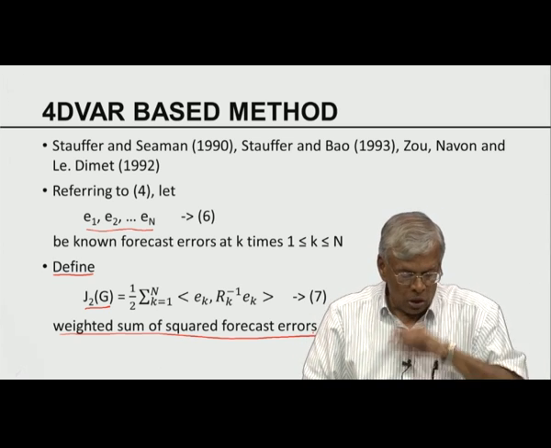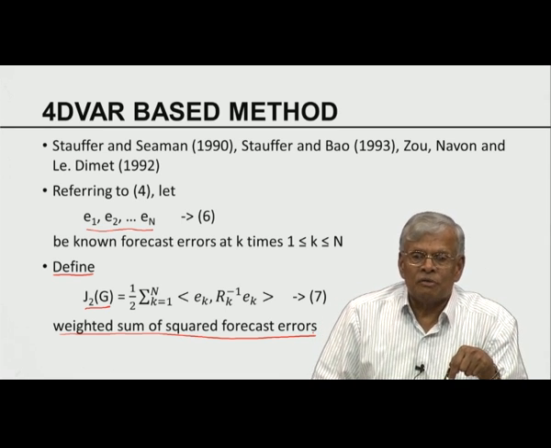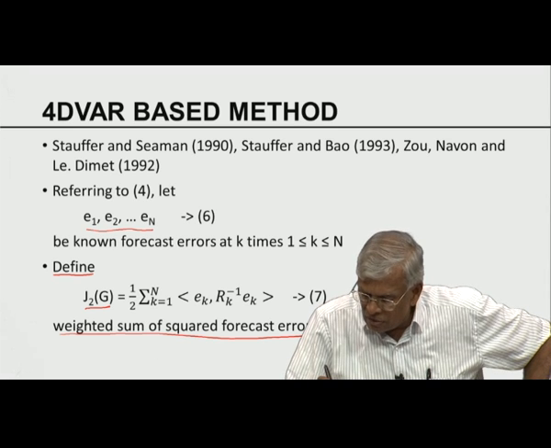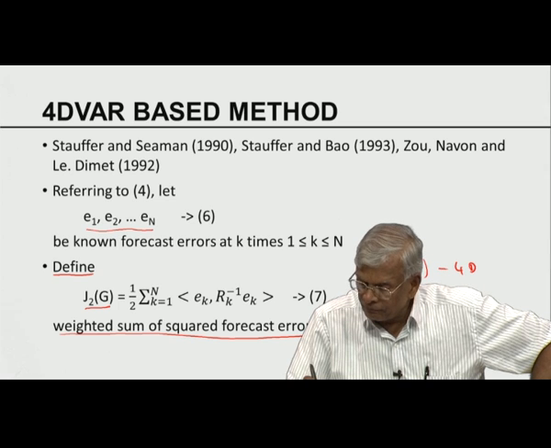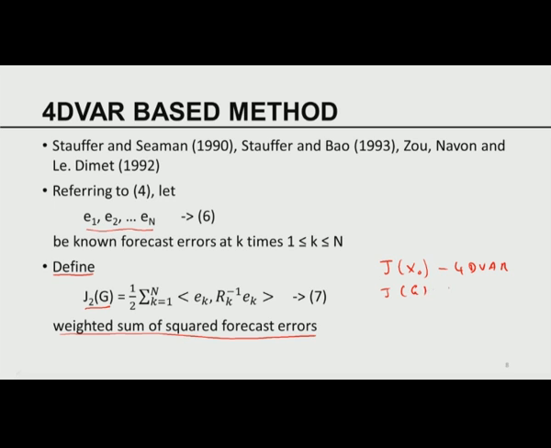That is the idea. So you can see in 4D-Var the J2 function was a function of, if you recall, we called it a function of J of x0. That is in 4D-Var. In here we are calling it J of G in nudging.